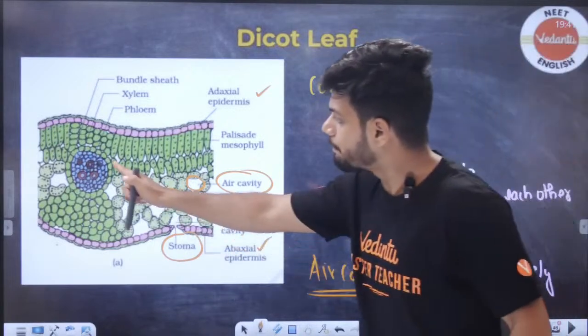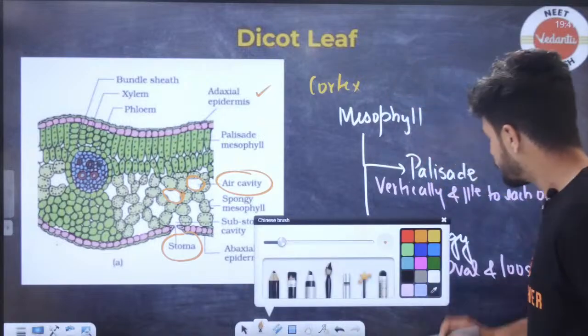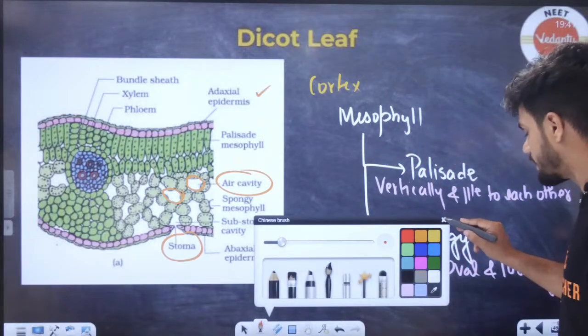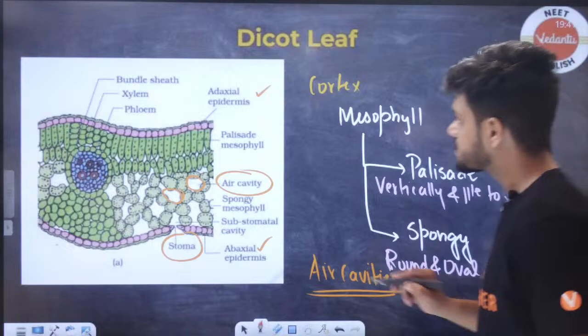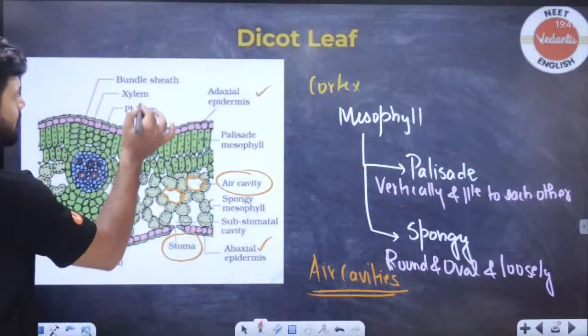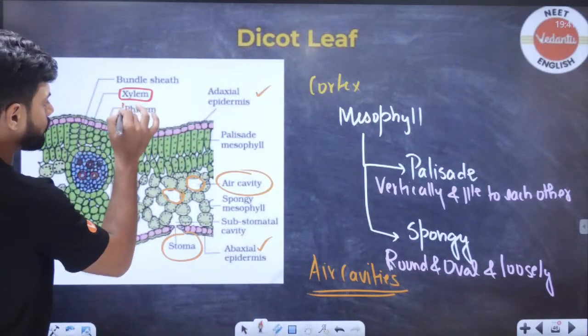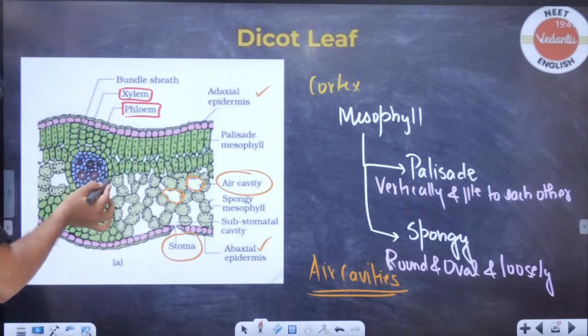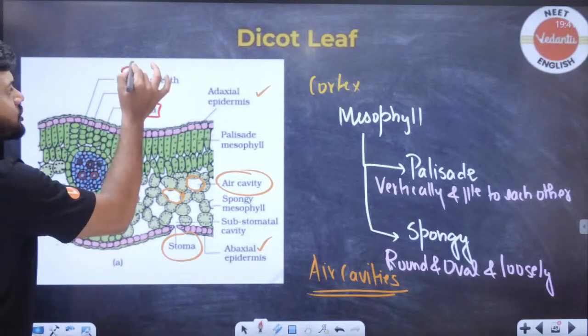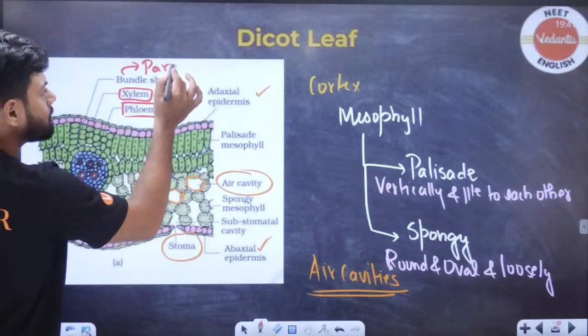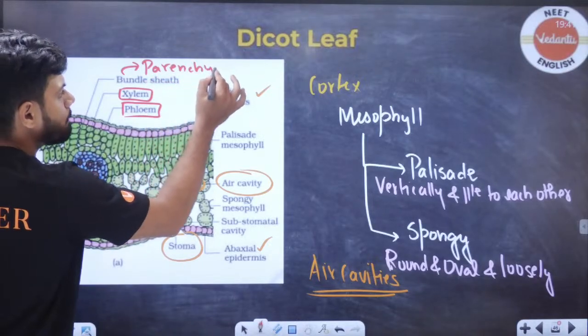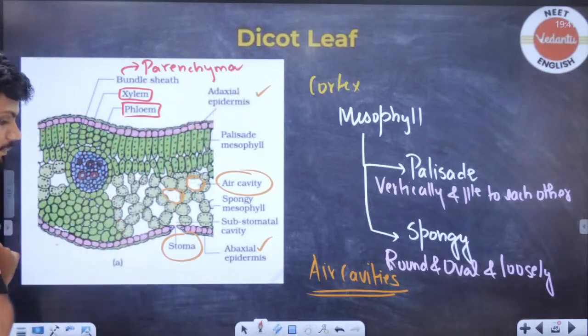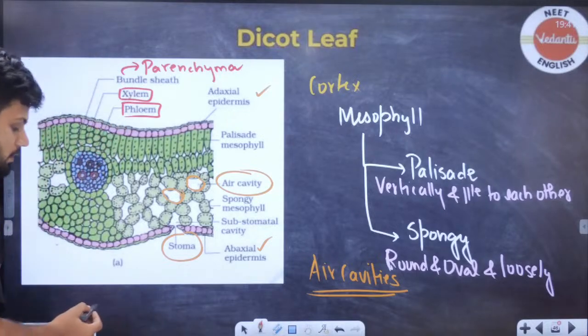Now students, if you look at the bundle sheath, can you see around the vascular bundle, around the xylem and phloem? There is a separate layer called the bundle sheath, which is made up of parenchyma.